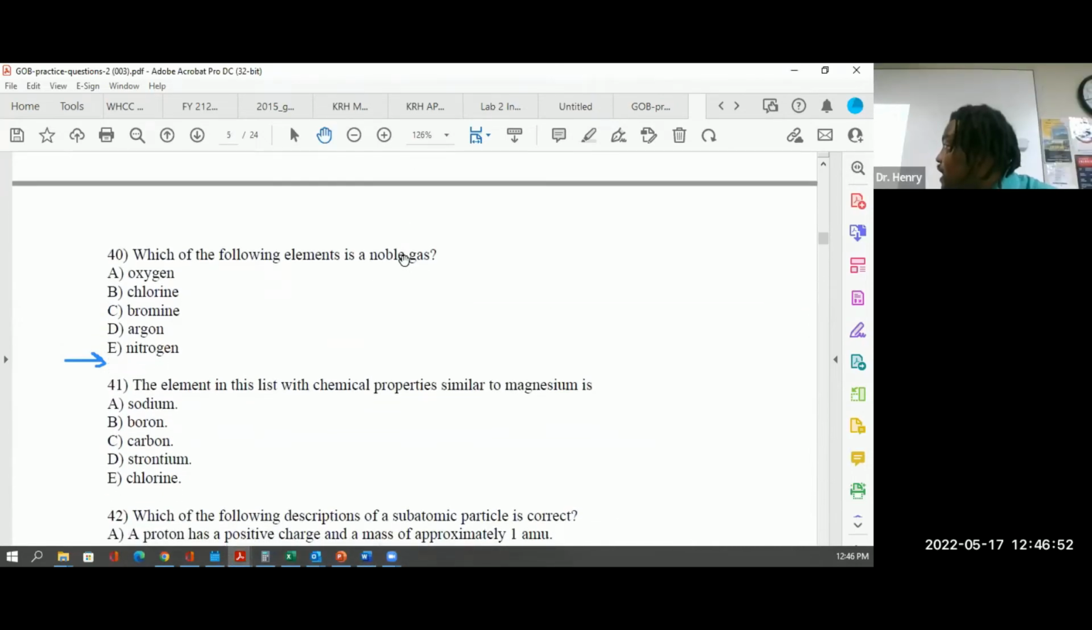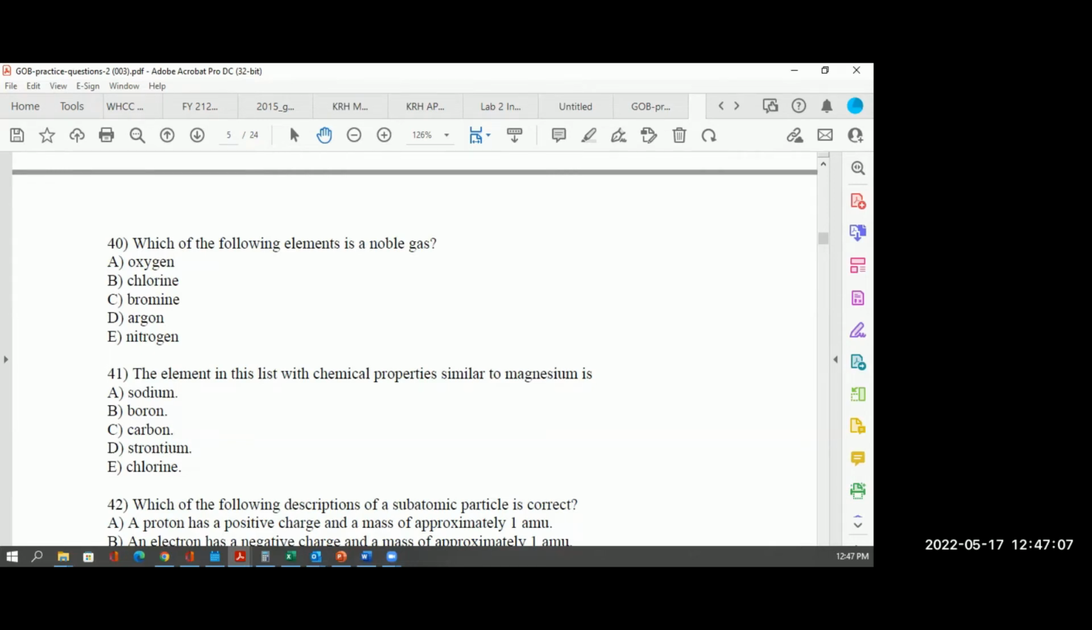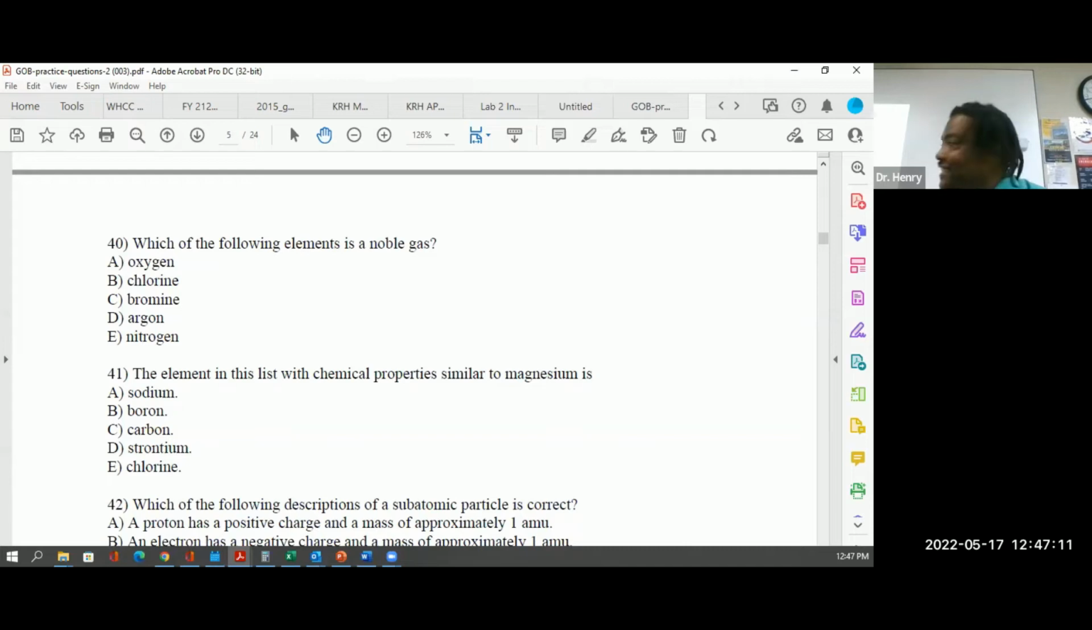Okay. Which of the following is a noble gas? Everybody wants to be like them. Argon? Argon. That is correct. Argon is a noble gas.